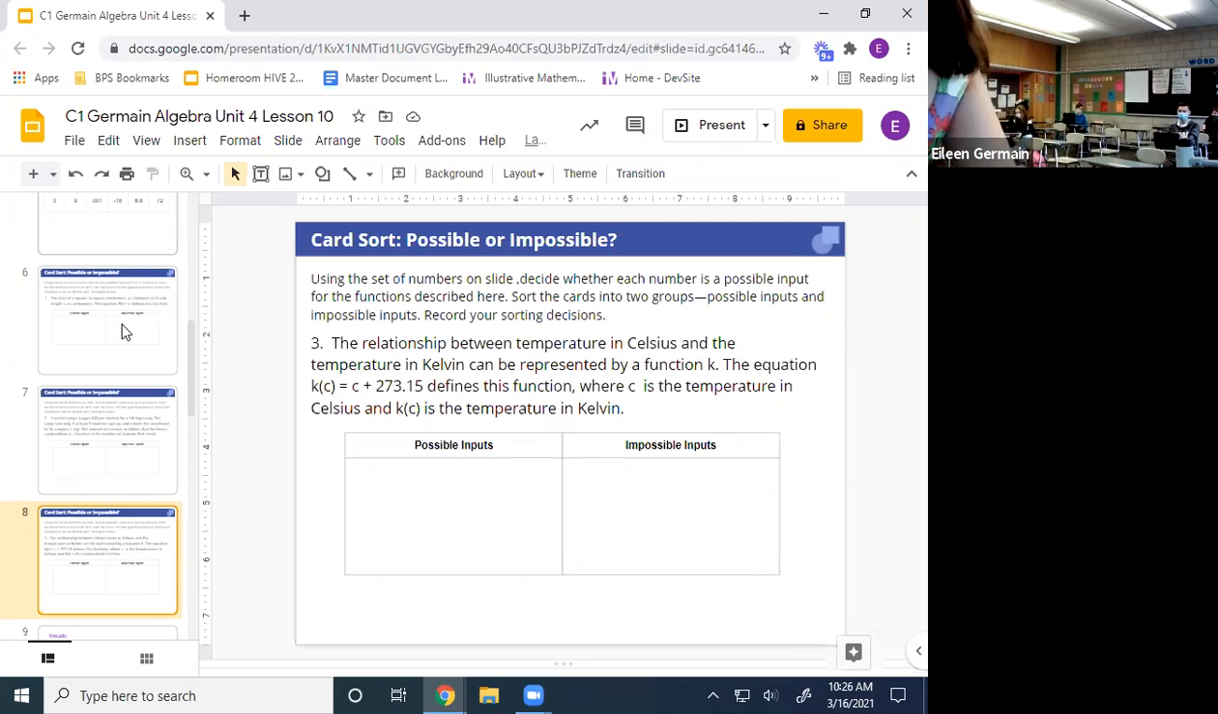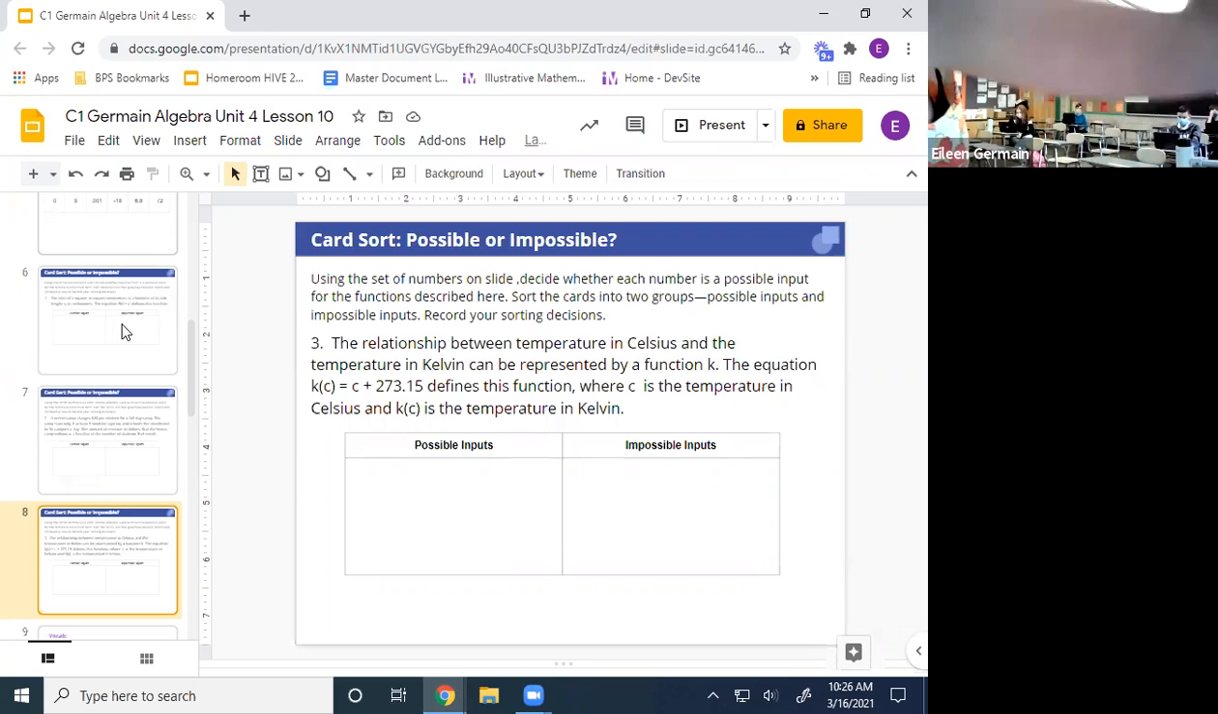Okay, can be represented by a function K. The equation K of C is equal to C plus 273 and 15 hundredths, so the Celsius plus 273.15, defines this function, where C is the temperature in Celsius and K of C is the temperature in Kelvin. So we're simply calculating a temperature from Celsius to Kelvin.